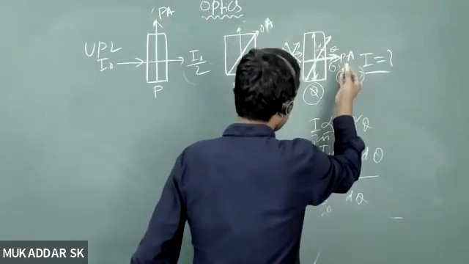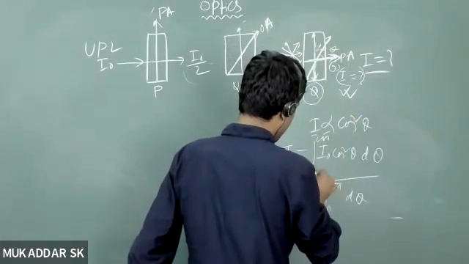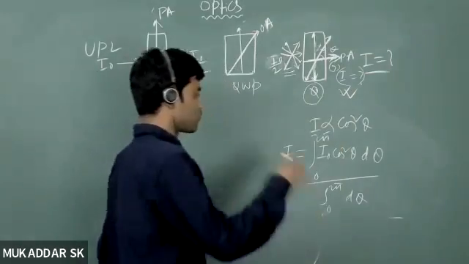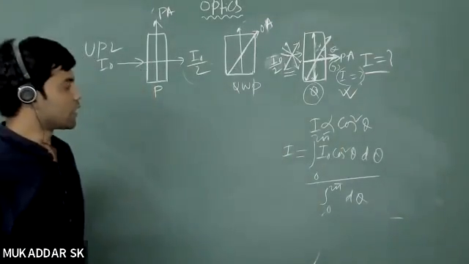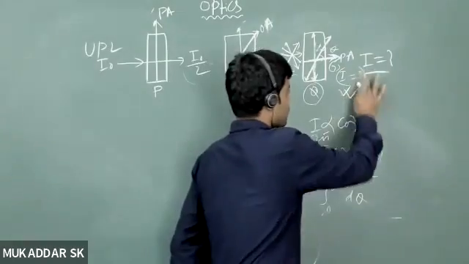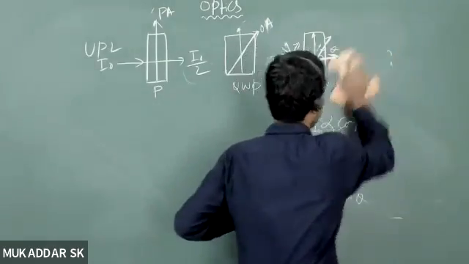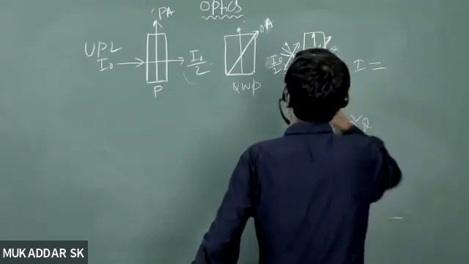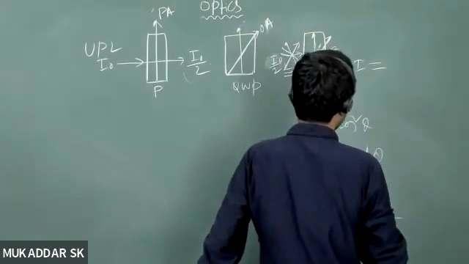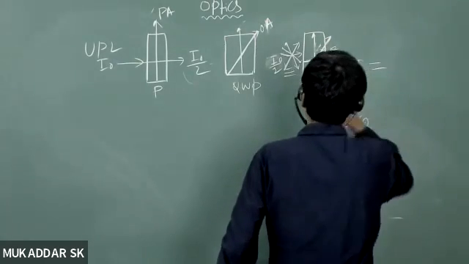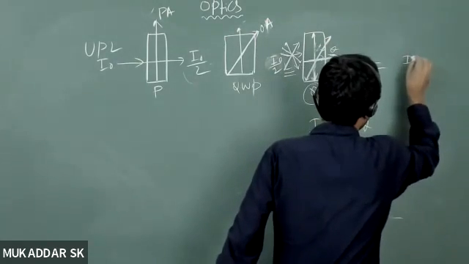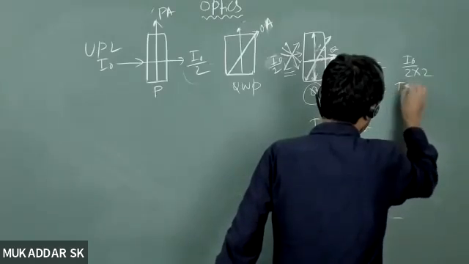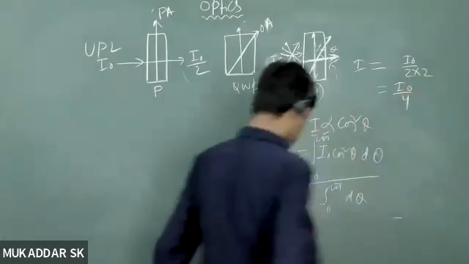So how much intensity you will get? That will be the average value for all theta from 0 to 2 pi. Okay. So that's why you will get here that intensity will be how much? That will be I equals to exactly half of the intensity of incident ray. So already you have I naught by 2. Okay. So it will be again half. So it will be basically I naught by 4.